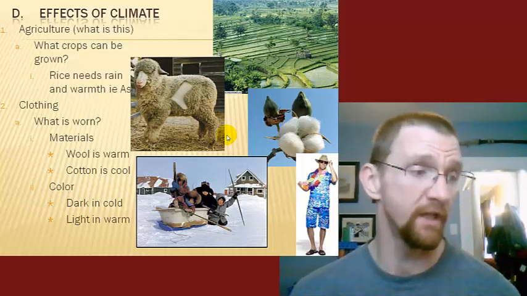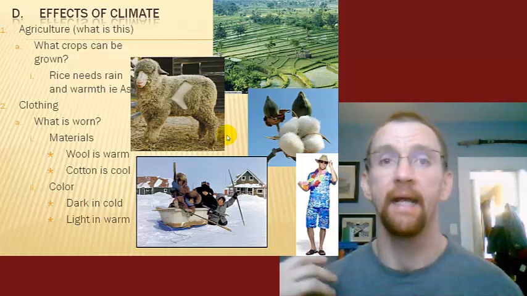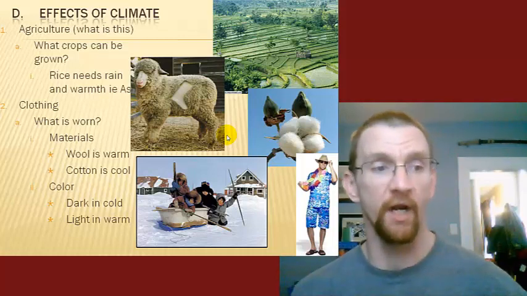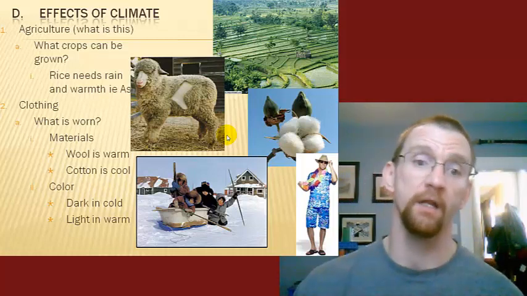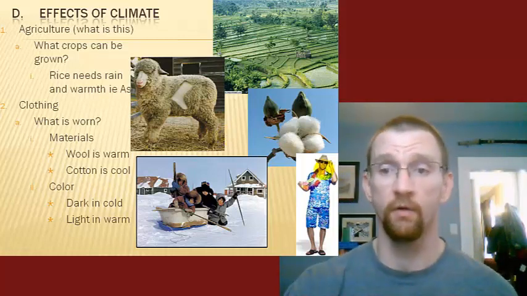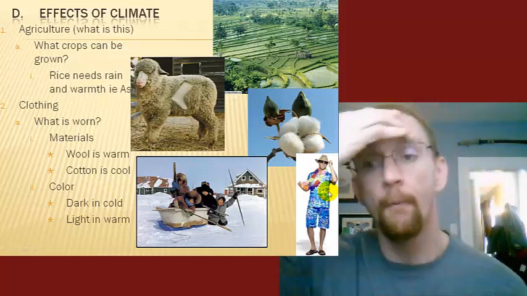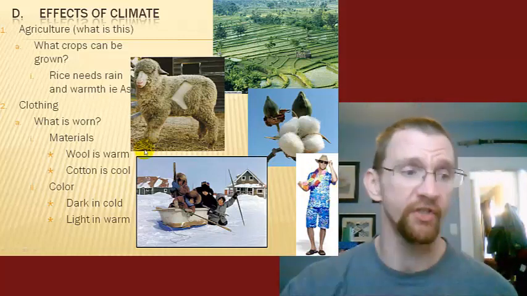The reason that those shirts are light in color is because they reflect the light and they are not very warm. So they bounce back all the sun's rays and they cool you off. So not only do they look fun, at least in my opinion, but they also actually help to keep you cool.